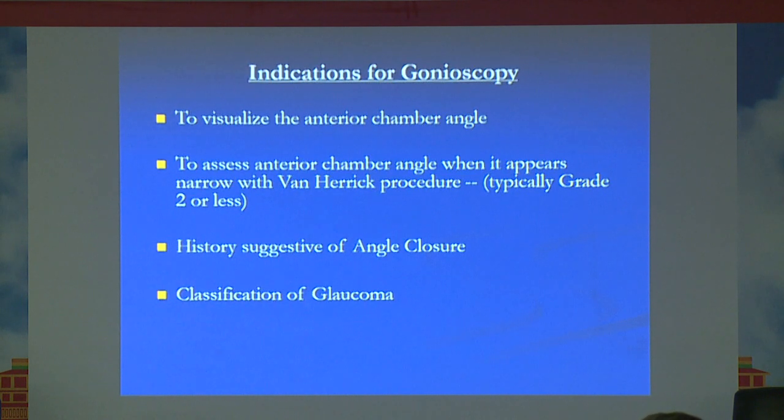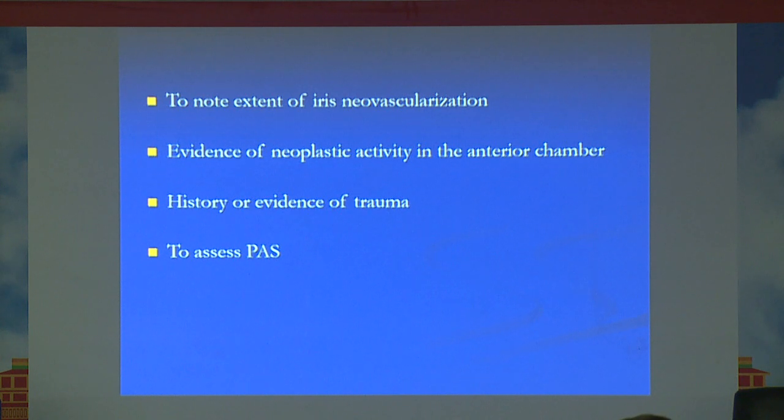So these are the indications for gonioscopy. Actually, if the Van Herick grading is grade 2 or less, in that condition you have to do the gonioscopy. There are other conditions also, but this is important. Always do the slit lamp examination, do the Van Herick grading, and see if the angle is narrow. Then do the gonioscopy. There are different indications.